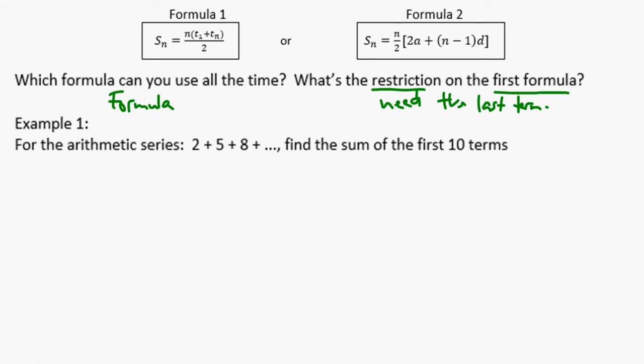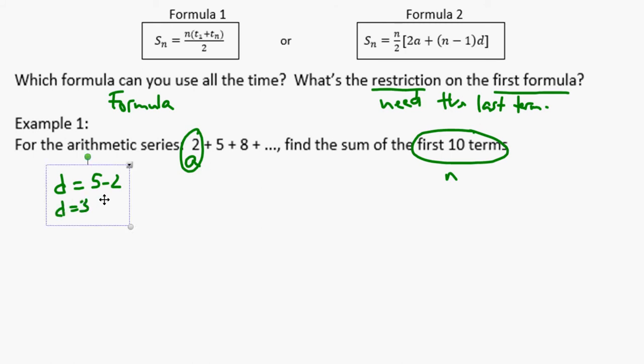So here we'll go from a mild, medium, and then spicy example. Here's my mild example. For the arithmetic sequence 2 plus 5 plus 8, find the sum of the first 10 terms. So here I can see my a is 2. First 10 terms, so my n is 10, and then my d will just be the difference between consecutive terms, so 5 minus 2, and that's equal to 3. So I've got all the information. I have a, d, and n. So again, I'm going to use formula 2.